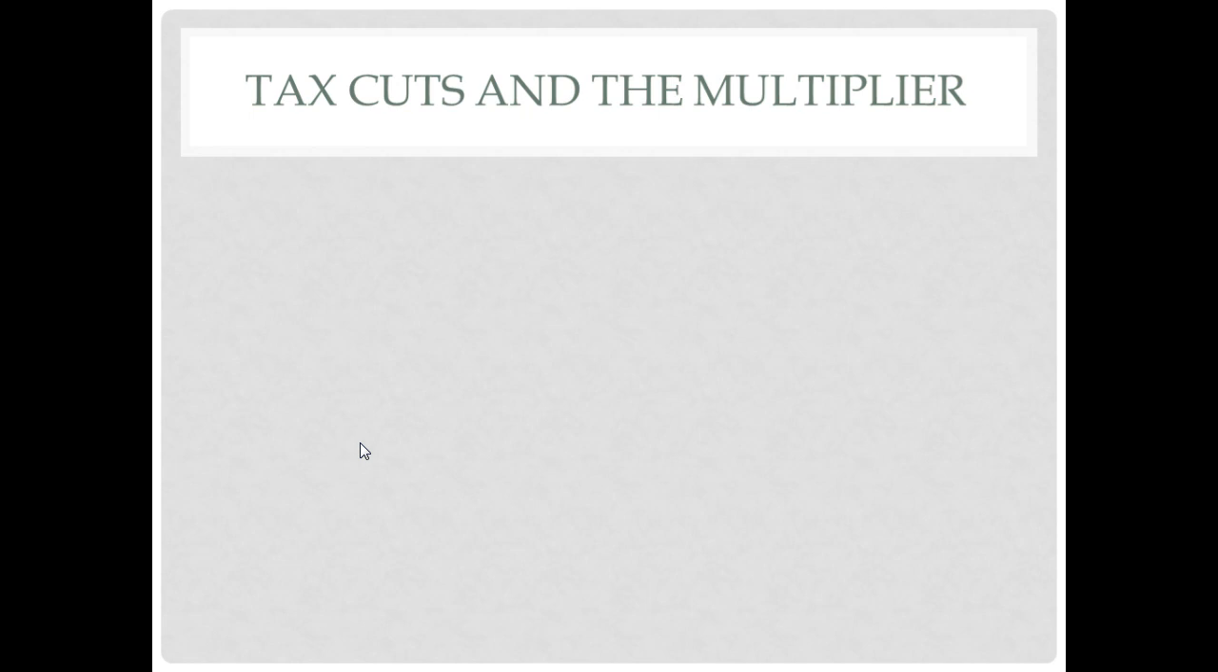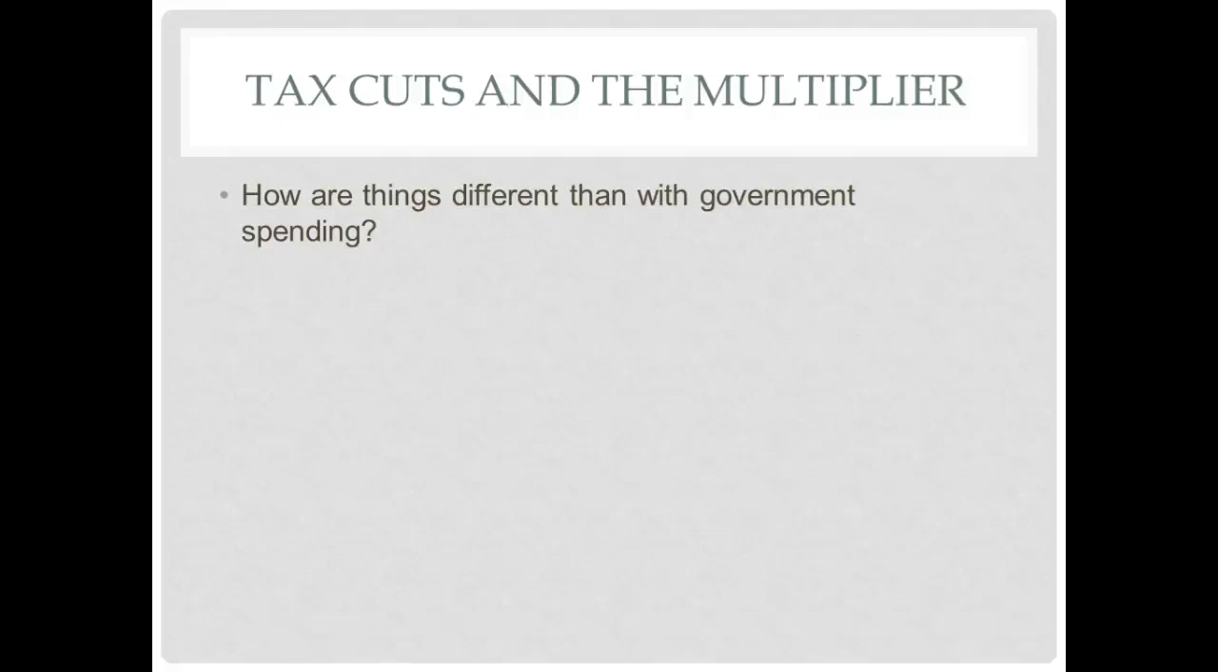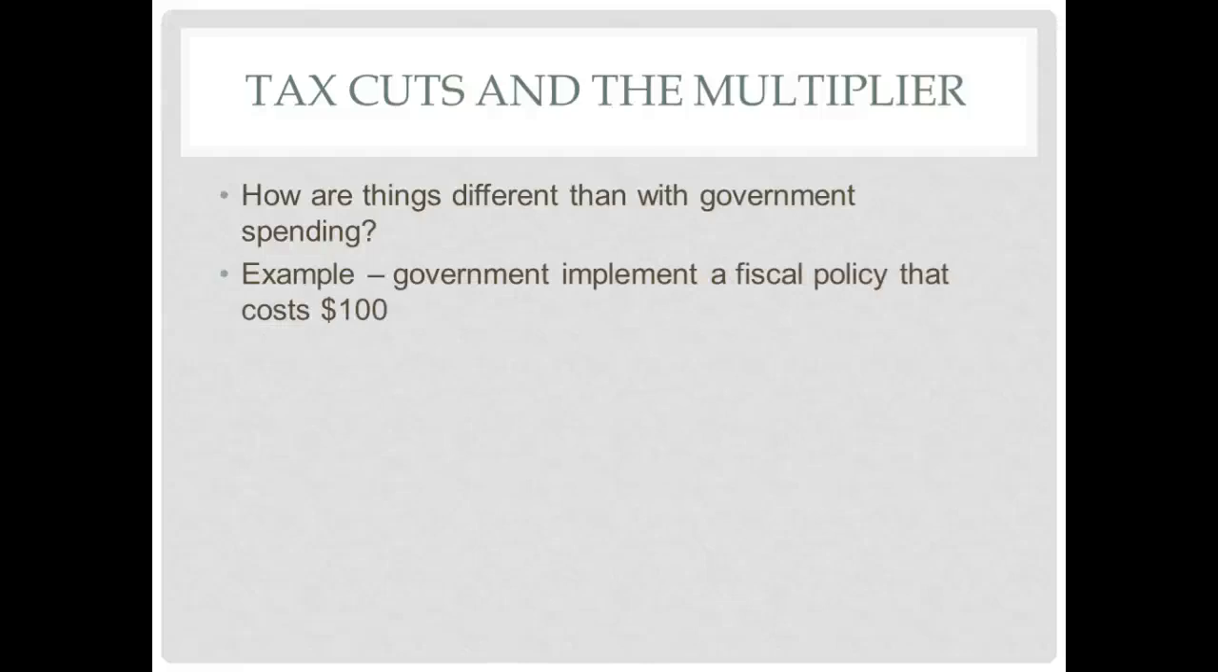Okay, now how are things different with tax cuts than they are with government spending? So far, all of our examples have been with government spending. Well, suppose instead the government cuts taxes as its choice of fiscal policy. We want to know how things are different, and they are a little bit different with tax cuts than they are with government spending. Let's do an example again to illustrate why things are different.